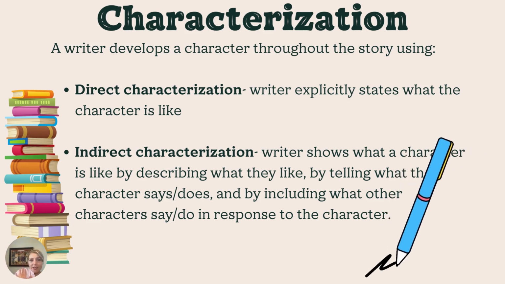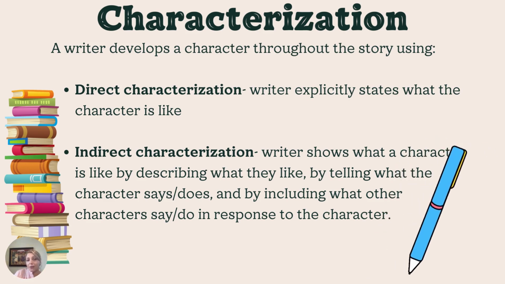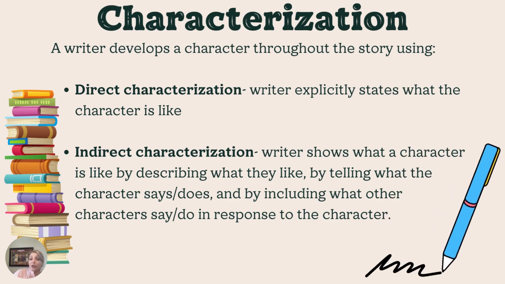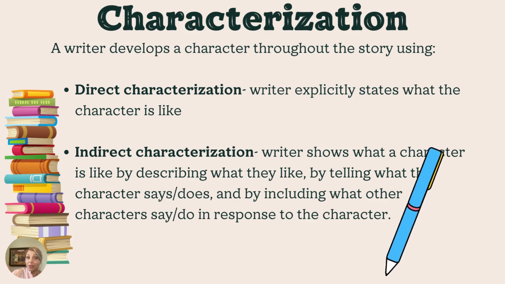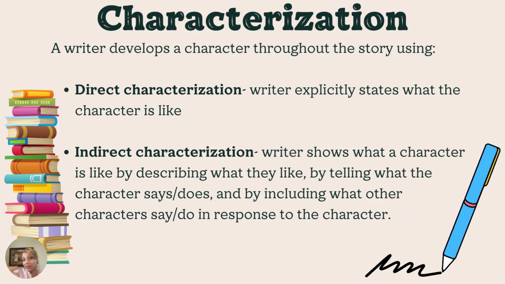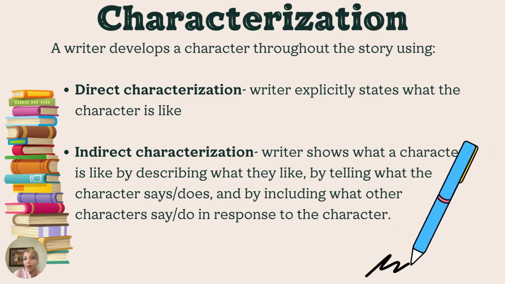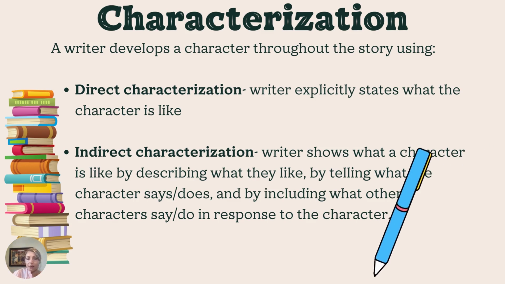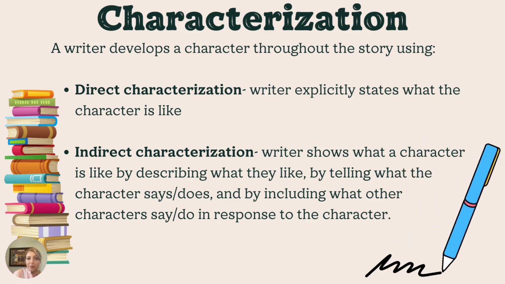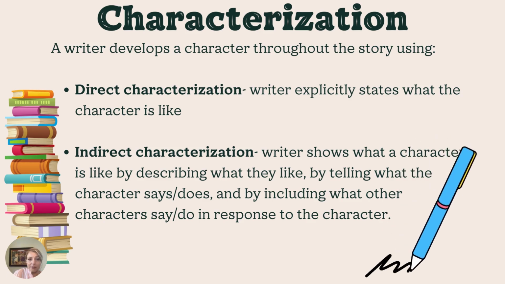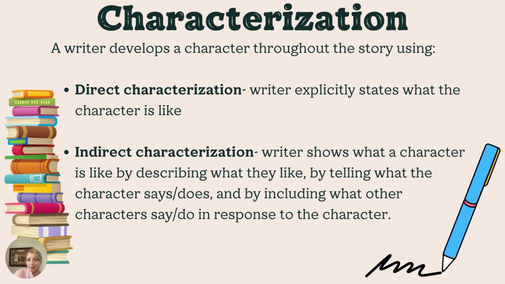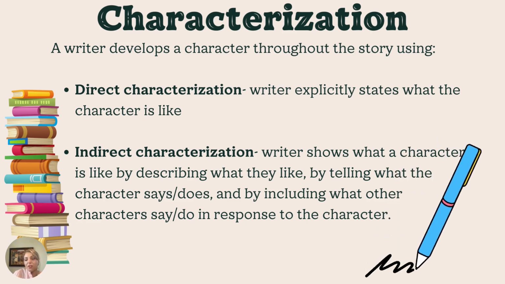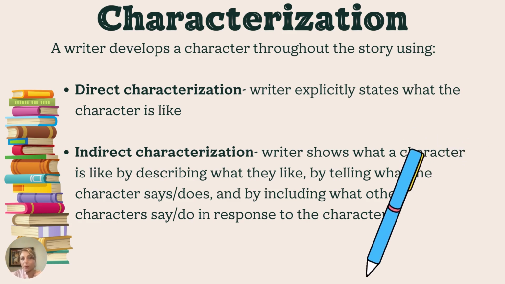The other approach is indirect characterization. So I don't tell you this character is a mean person. I show them talking to other characters, and they're manipulative or they're selfish. And you get the sense, oh, this is a mean character. So the writer shows what a character is like by describing what they like, by telling what the character says or does, and by including what other characters do in response to that character. So you're getting a sense of who they are just by what they're drawn toward, what they do, what they value.